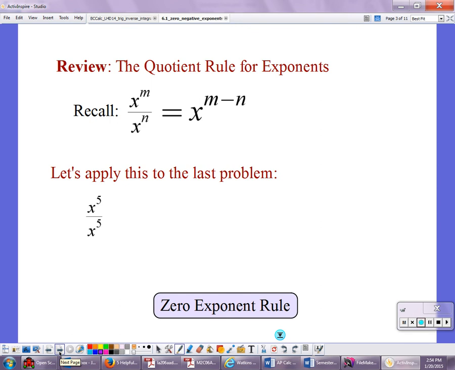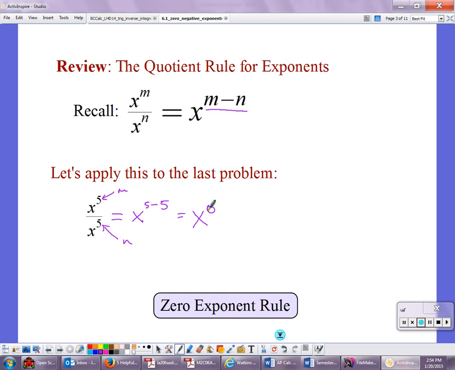All right, well, let's go back to what we talked about yesterday, the quotient rule for exponents. We said that the quotient rule told us that x to the m, some x to some power, divided by that same x to some other power, n, would equal x to the m minus n power. We subtract the exponent in the denominator from the exponent in the numerator. Well, how would that apply to this problem? x to the 5th divided by x to the 5th. So here's our m, and here's our n. So it would be m minus n, 5 minus 5. What's 5 minus 5? 0. So we would have x to the 0 power.